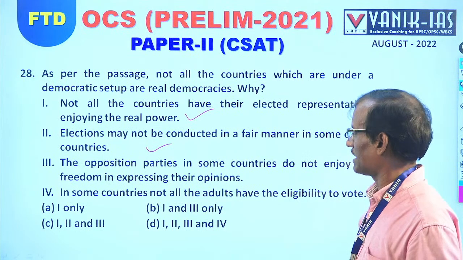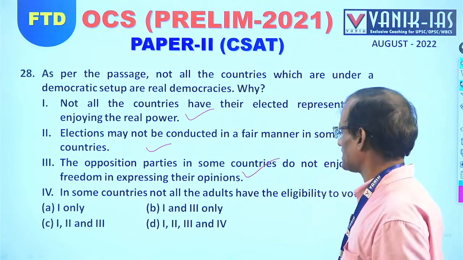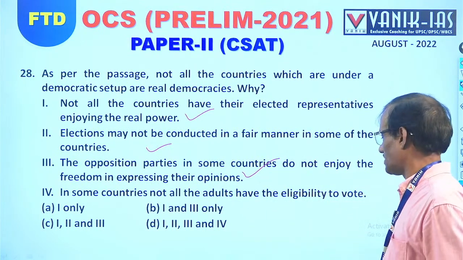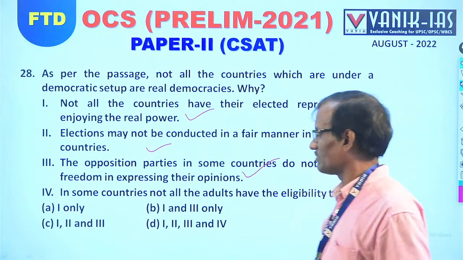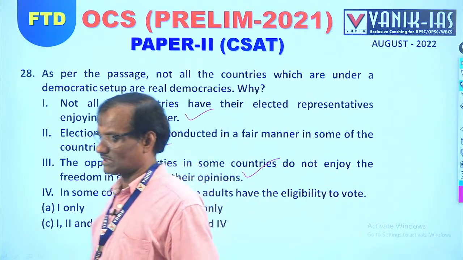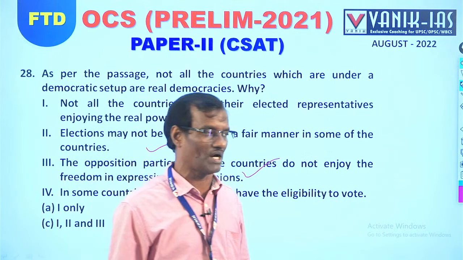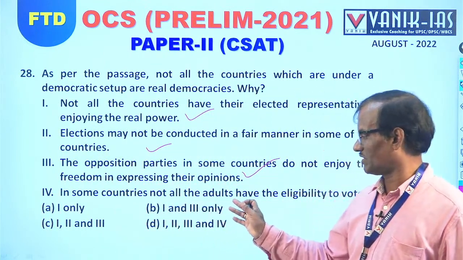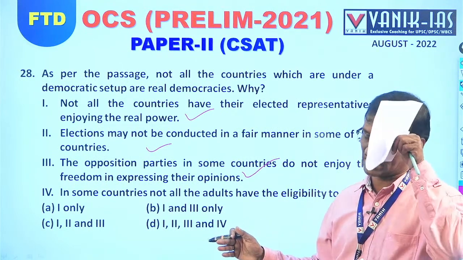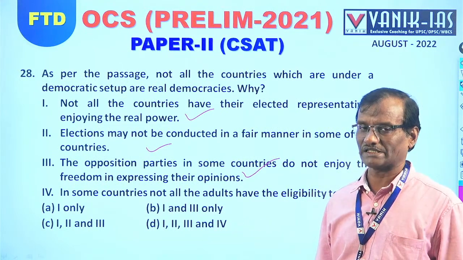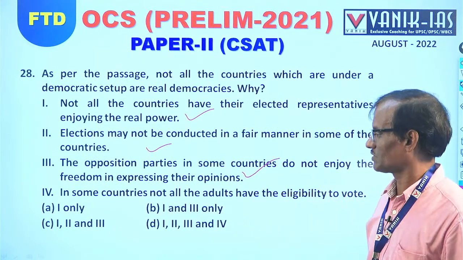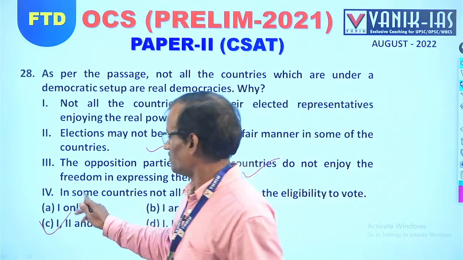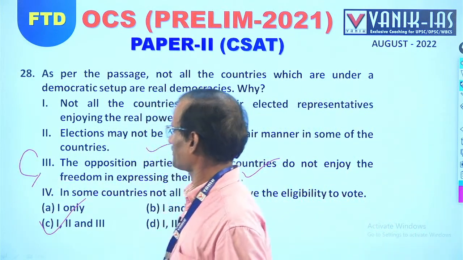That is also correct. In some countries, not all the adults have the eligibility to vote. In democracies, the countries that provide voting rights provide them to all. There is no division among the youth where some percentage enjoy voting rights and some do not. There is no such country. So the answer will be 1, 2, 3. C.